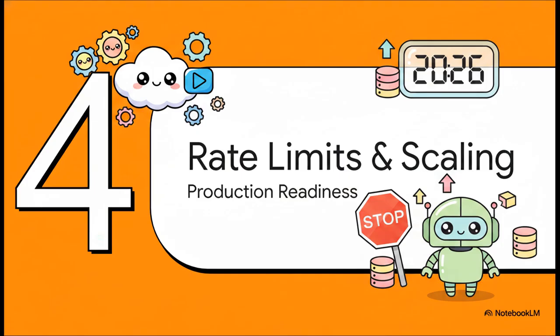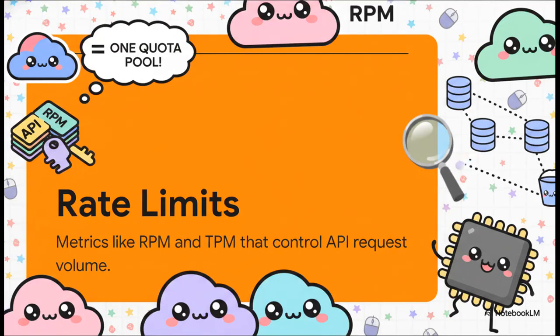Section 4, rate limits and scaling, production readiness. Prototyping in the playground is one thing, but successfully launching a production app with real users is another reality entirely. To scale without your app crashing, you have to intimately understand three key metrics: RPM, which is requests per minute, TPM, tokens per minute, and RPD, requests per day. A really vital architectural detail to remember here is that these rate limits apply per Google Cloud project, not per individual API key. So generating 10 API keys in one project won't multiply your limits. They all share the exact same quota pool.